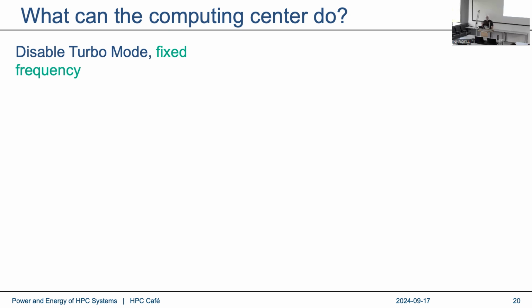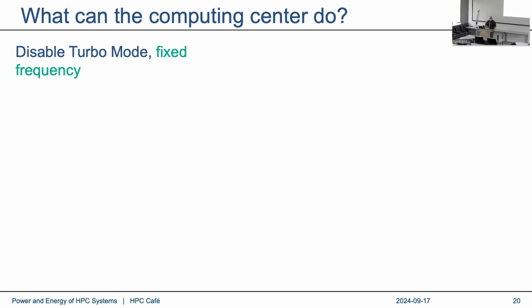This is just one slide, okay? What can we do to make all the operations more energy efficient, to burn less power, spend less money? There are two things, basically. We can fix the frequency or disable turbo mode, basically the same thing. So we set the frequency on Fritz to 2.4, 2.2 gigahertz and let you use it like that.